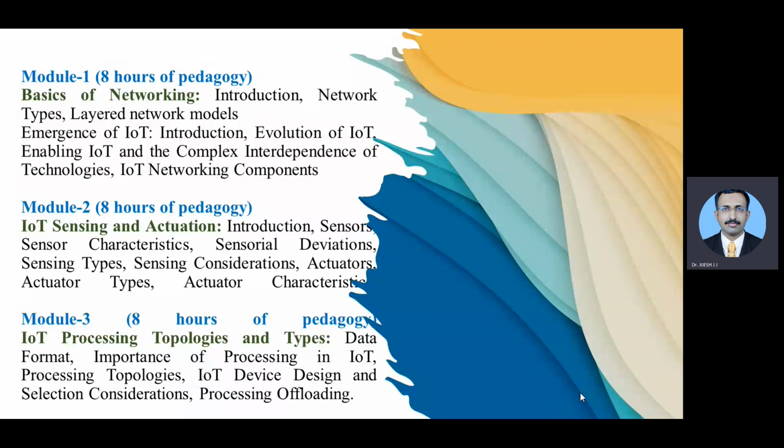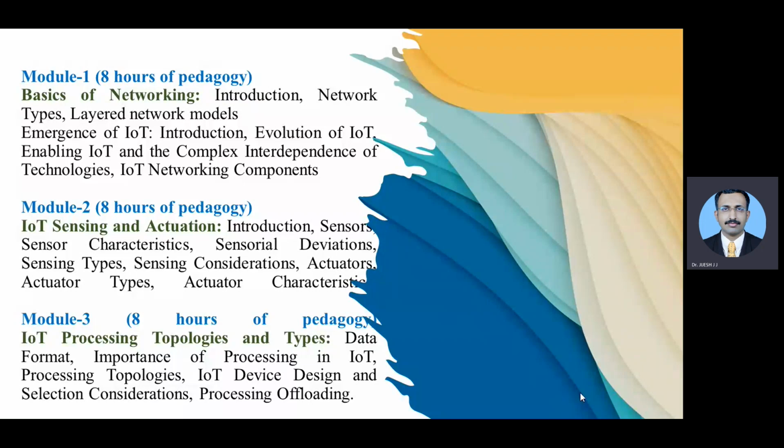Then what is the third module? IoT process topology and types. What are the different IoT topologies and what are the different types? For example, data format, importance of processing of IoT. Then what are the different technologies involved in that? Then we also will see how the device design takes place. So these are all which is going to be there in module 3.